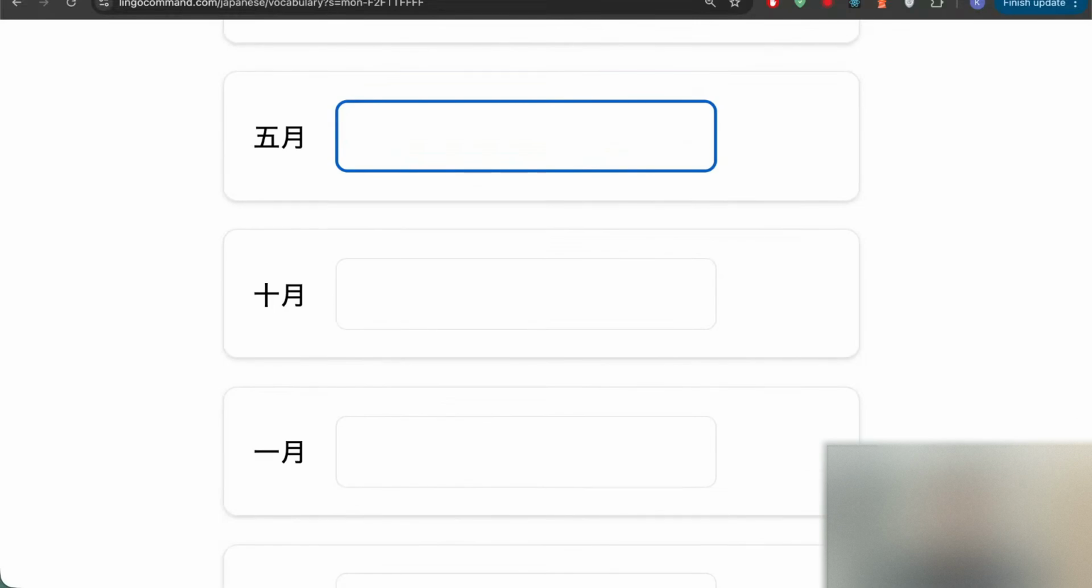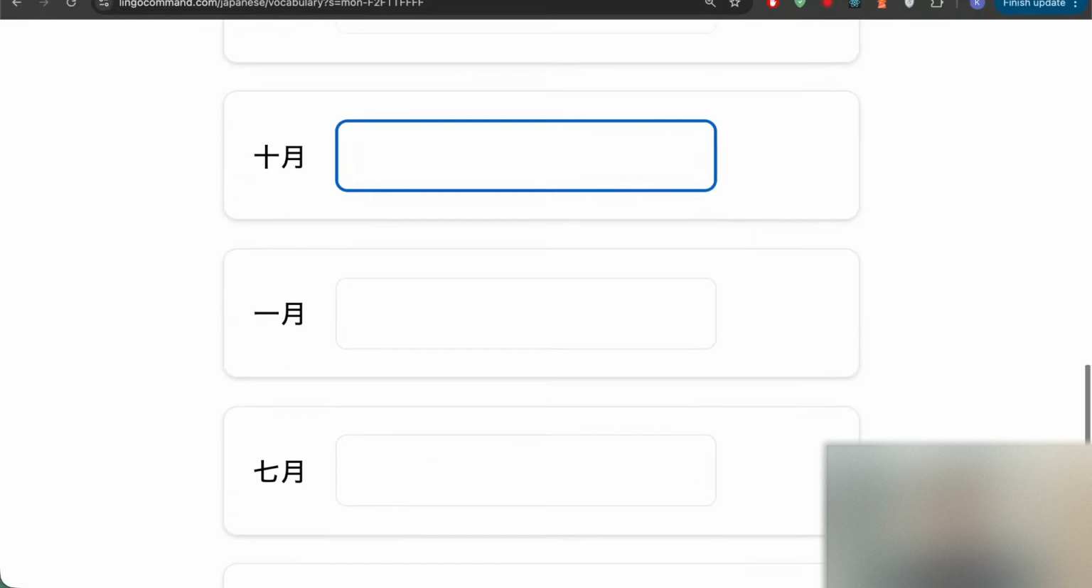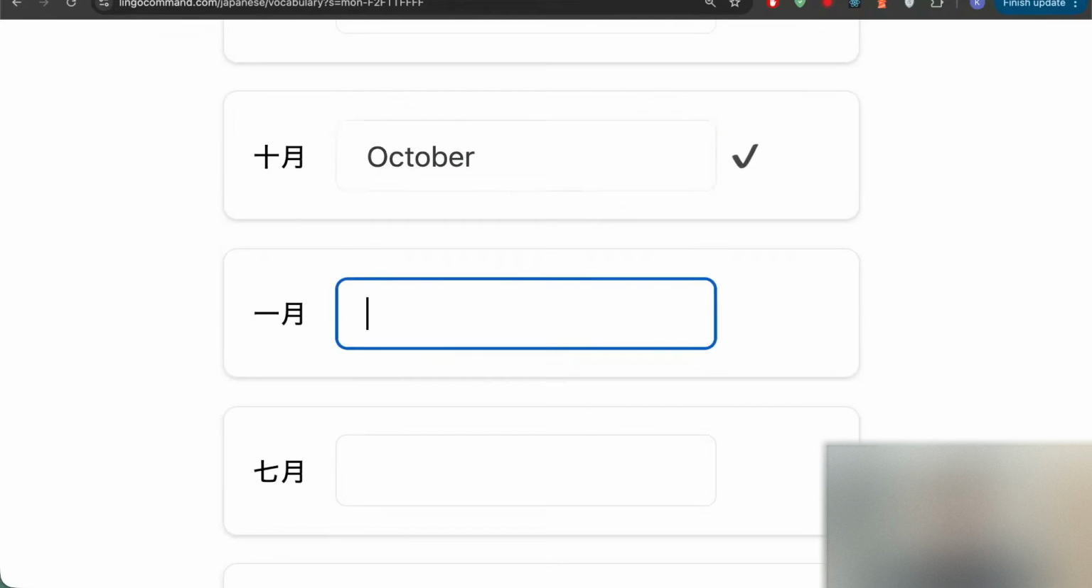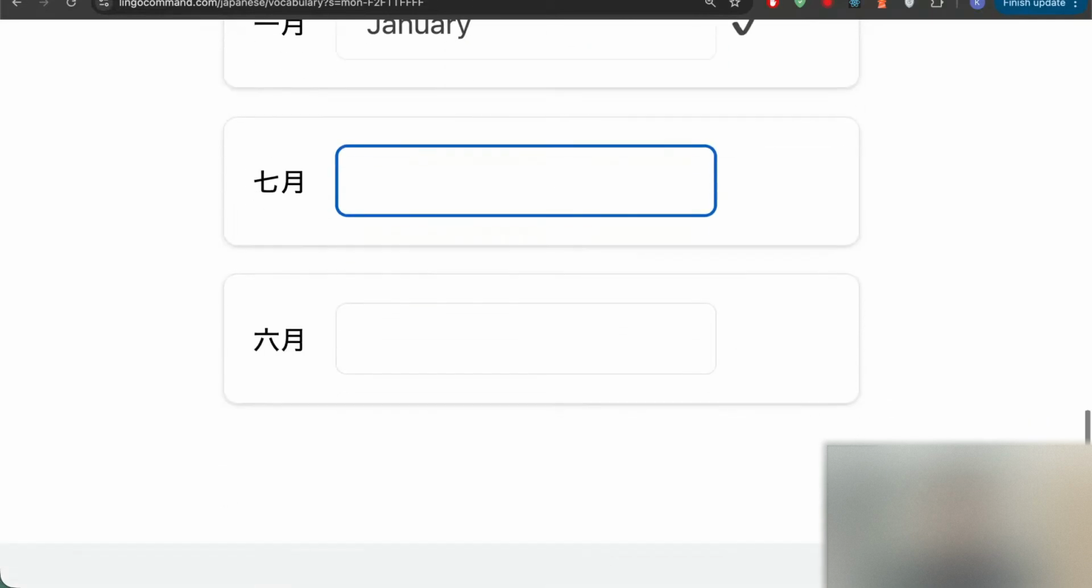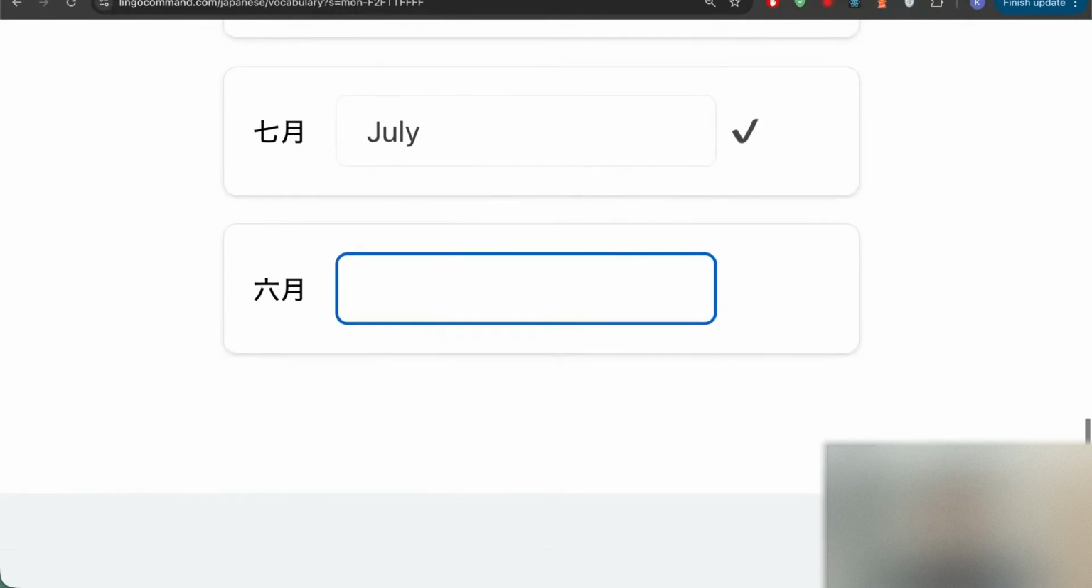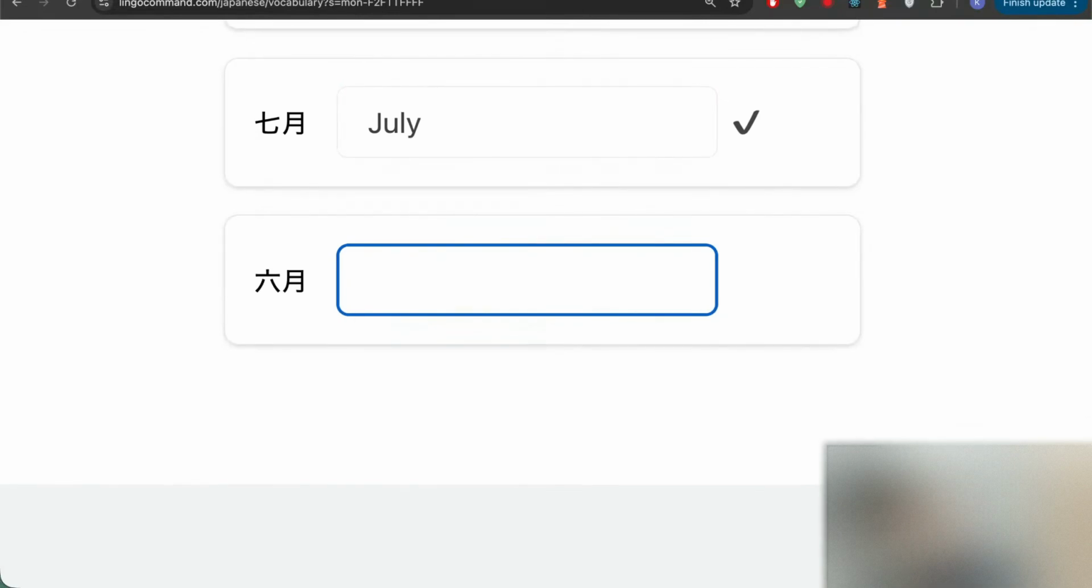Gogatsu, 5th month of the year, May. Here we've got 10th month of the year. Jugatsu is October. Ichigatsu is first month of the year, it's January. Now it's tempting here to say Nanagatsu, but once again this has an alternative reading when you're not counting. So it's Shichigatsu. Let's write that down. So this is the 7th month of the year, that's July. Fantastic. And then this kanji here, it's Roku, that's 6. Rokugatsu is the 6th month of the year, that's going to be June.